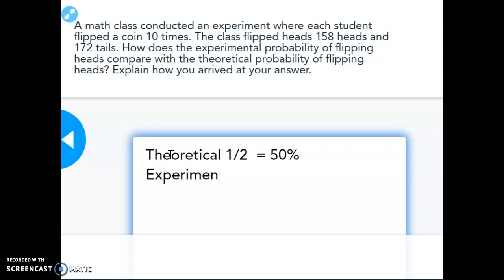For experimental, I got 158 out of, I'm calculating it, 158 plus 172 is my total, which is 330, and that is, as a percent, 47.8%. So that's pretty close. The theoretical is 1 out of every 2 times should be a head, and the experimental, when I did it, was actually 47.8%.